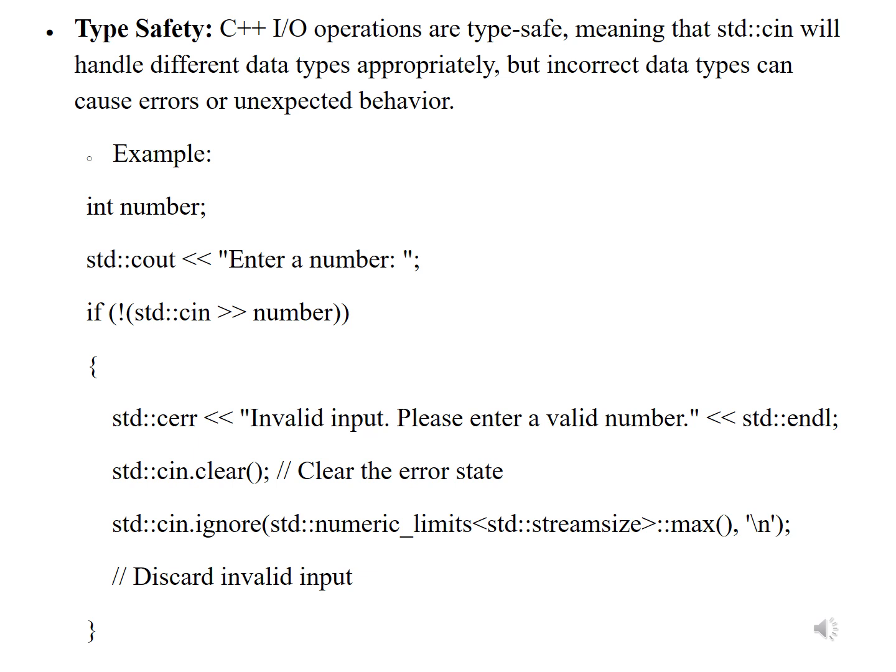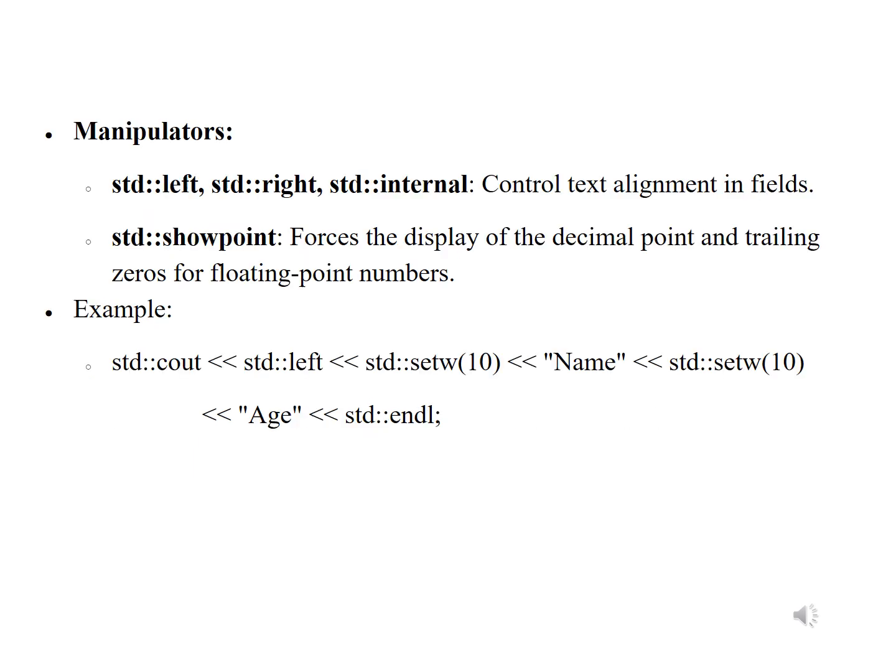std::endl. std::cin.clear clears the error state. std::cin.ignore with std::numeric_limits, std::streamsize max function we will call. This will discard the invalid input. If you have given data which is not a valid number, then it will immediately be rejected and it will ask for re-entry of a proper number.